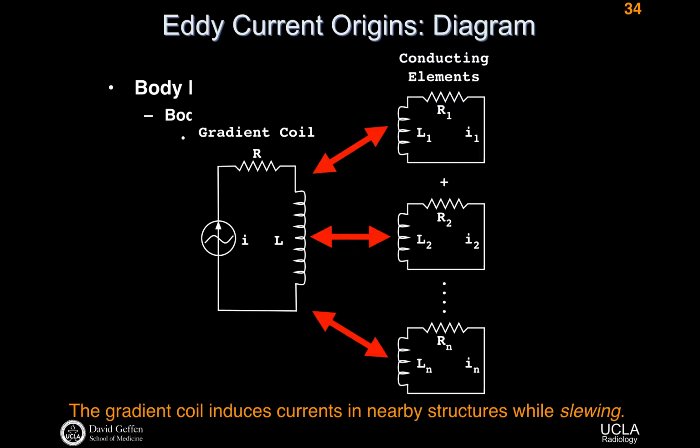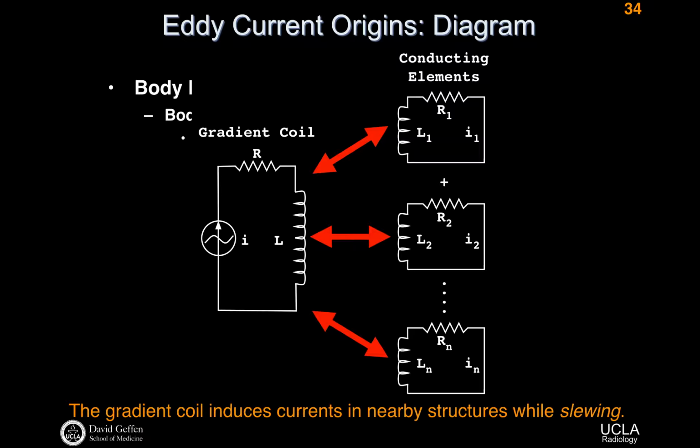Okay, so the gradient coils induce currents in nearby structures while they're slewing. That's when you have the time rate of change in the magnetic field, so you can actually generate a field effect. And so this might be my gradient coil, and we typically think of the gradient coils as being resistive, inductive structures.